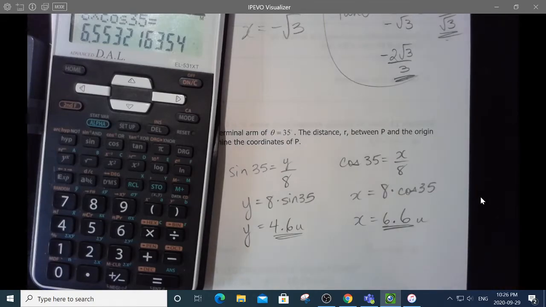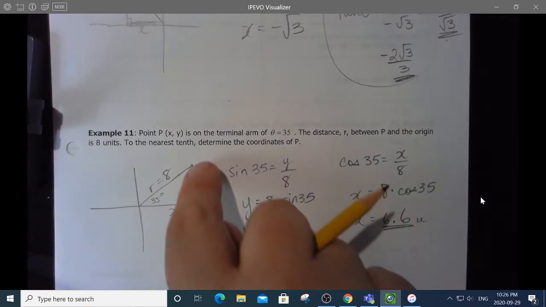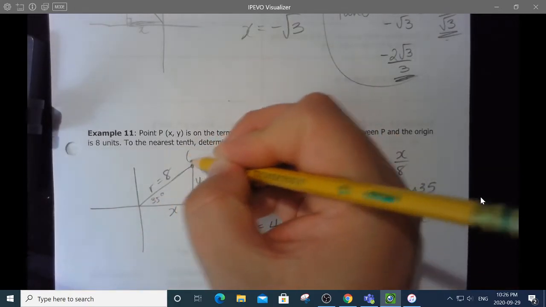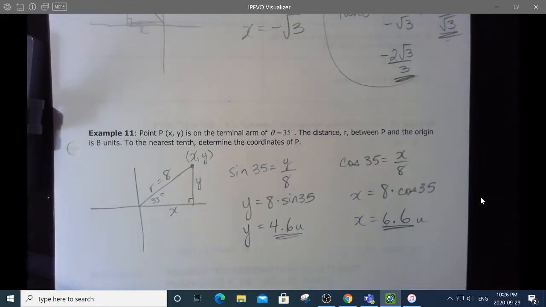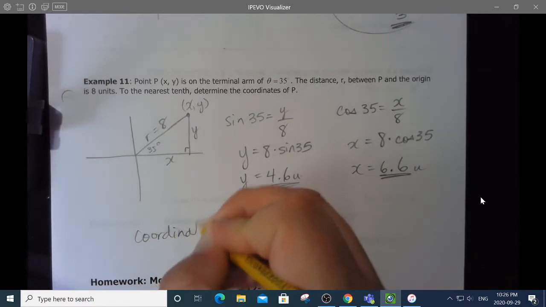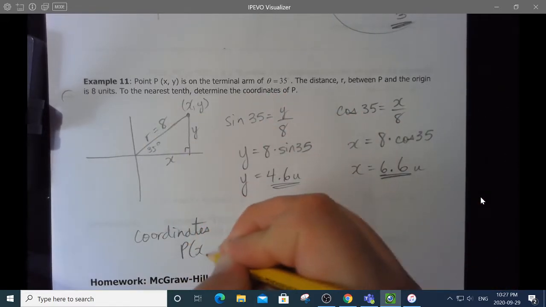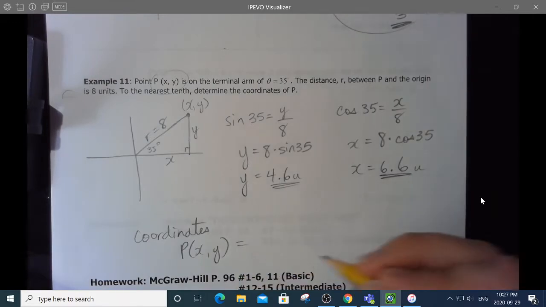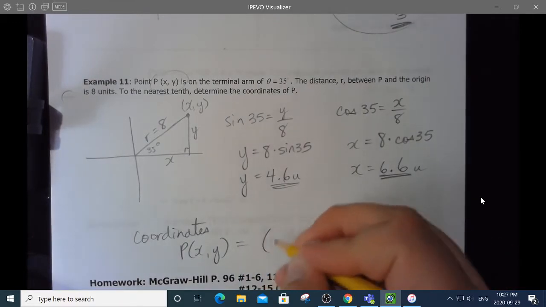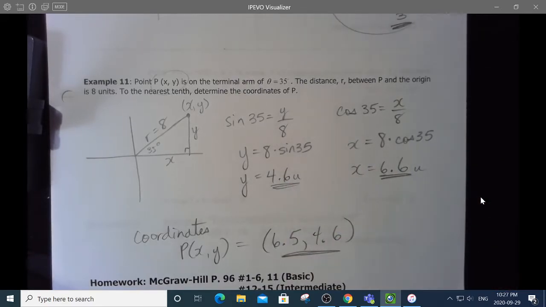And so that means, now here's the part that's interesting. Remember that this coordinate is x comma y. So actually, my coordinates of theta, or P(x, y), as it's said up here, is in fact this number, 6.6, and this number, 4.6. Isn't that nice? So there we go. That's how you do a question like number 11.